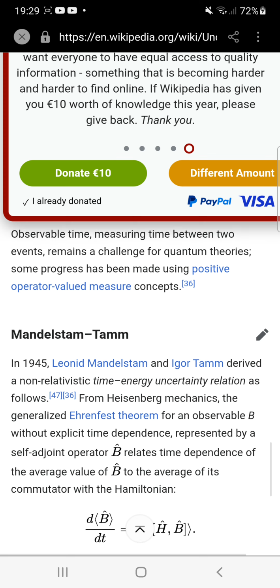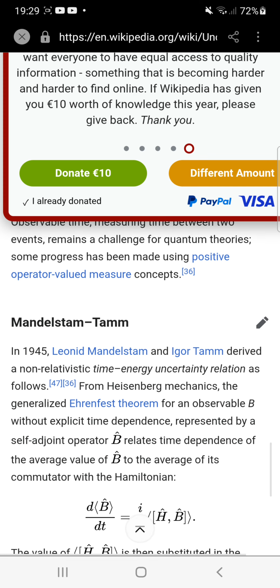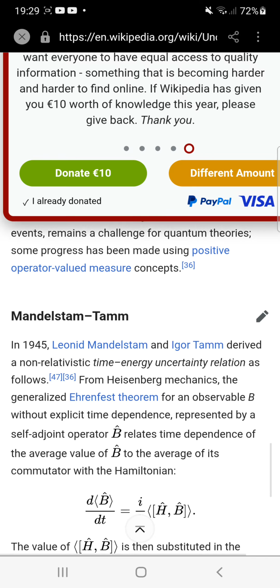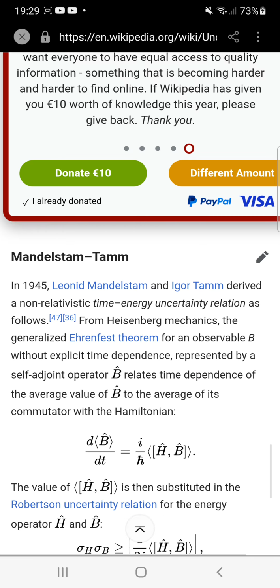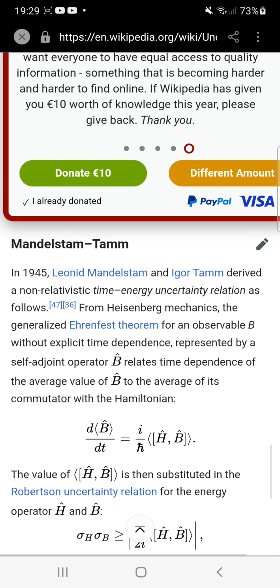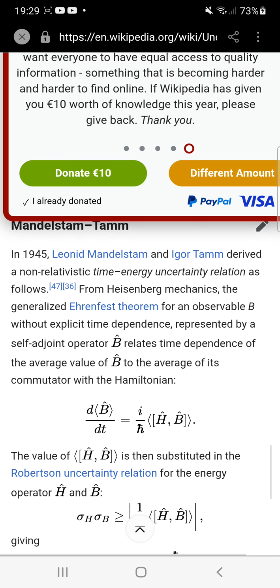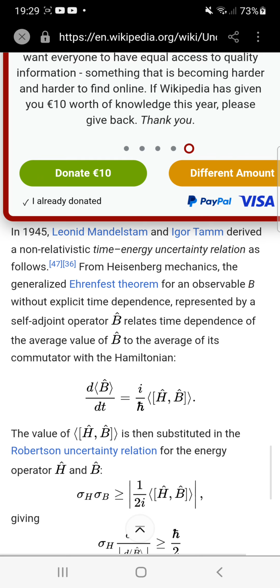Observable time, measuring time between two events, remains a challenge for quantum theories. Some progress has been made using positive operator valued measure concepts. Mandelstam in 1945: Leonid Mandelstam and Igor Tamm derived the non-relativistic time-energy uncertainty relation as follows.